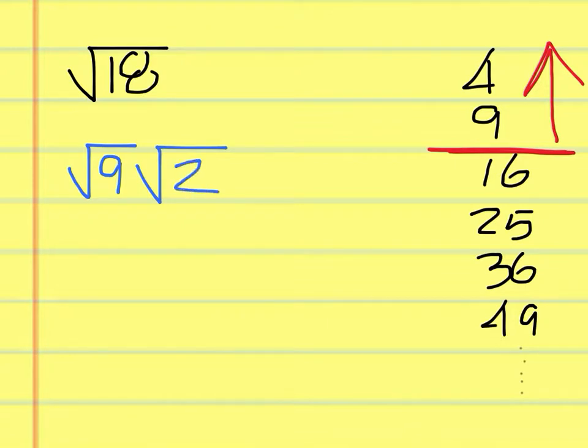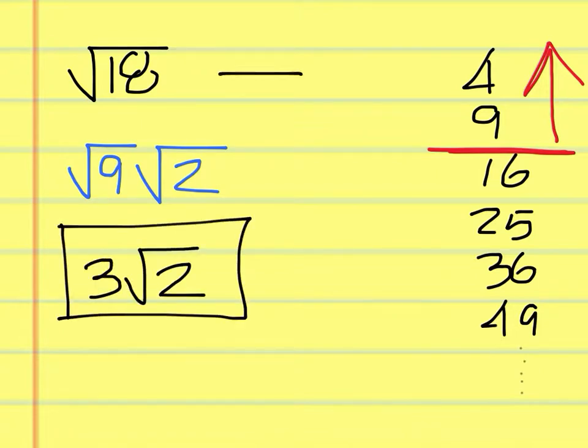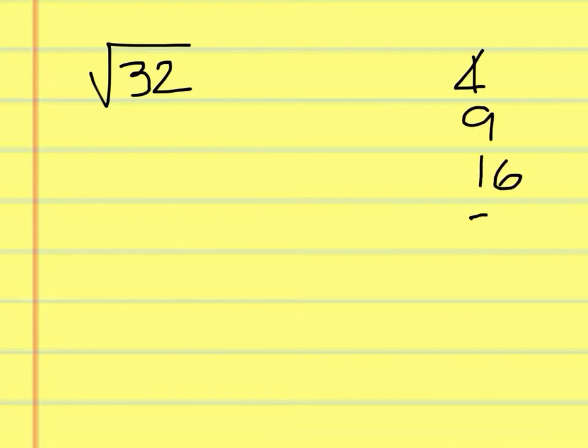So that's what we put there. What is the square root of 9? 3. So 3 square root of 2 is your simplified version of this. This one is the square root of 32. Perfect squares are 4, 9, 16, 25, 36, 49, and on out.